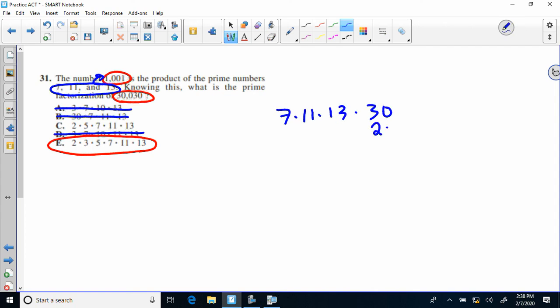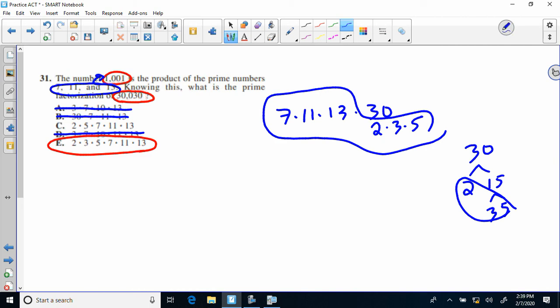Well, 30 is 2 times 3 times 5 if I factor tree it out. If I did 30, 2 goes into it 15 times, and 3 goes into it 5. And I get that it was 2 times 3 times 5. That's how I knew the prime factorization of it. Does that make sense?